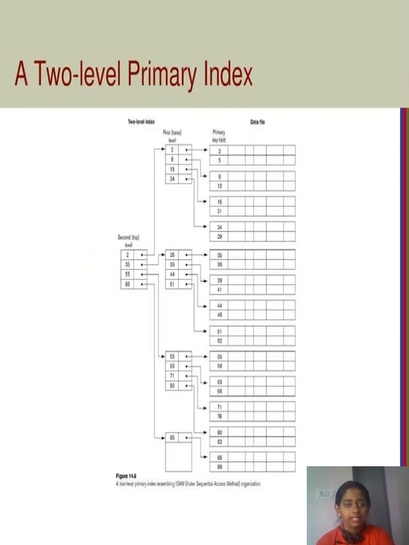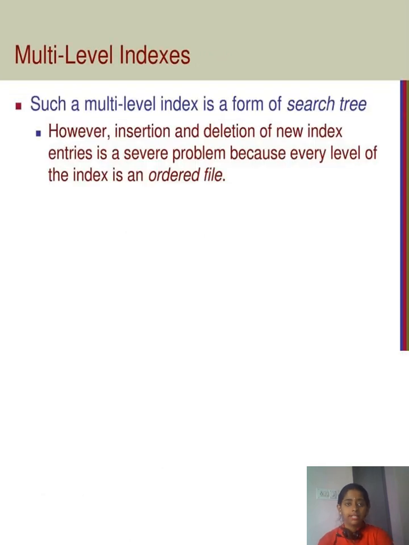So this is an example of a two-level primary index. This is nothing but the primary one. Then we are making one more level of indexing, and then we will be mapping. So this is called two-level primary indexing. Next we will be seeing multi-level indexes. Such a multi-level index is a form of search tree. However, insertion and deletion of new index entries is a severe problem because every level of index is an ordered file.